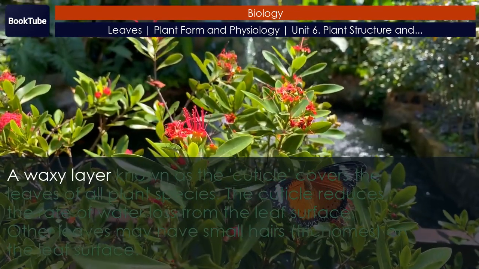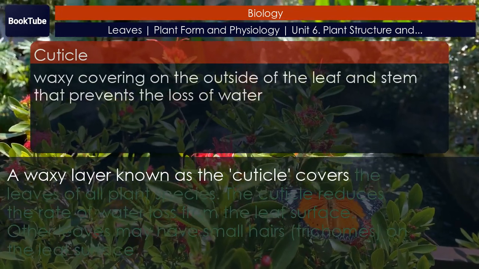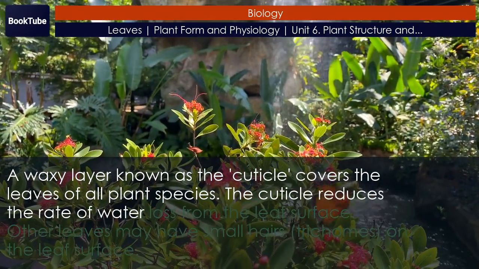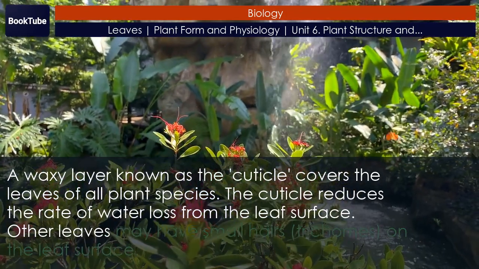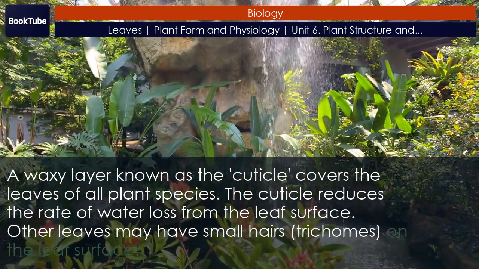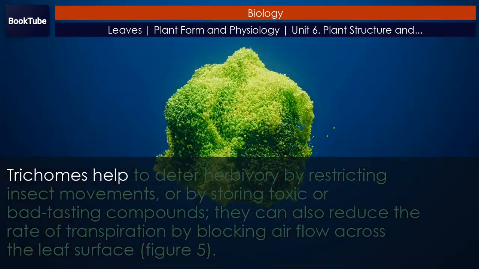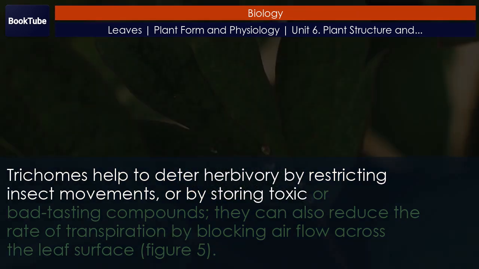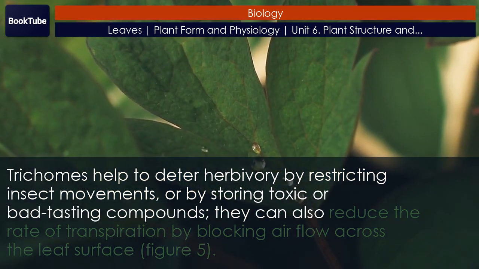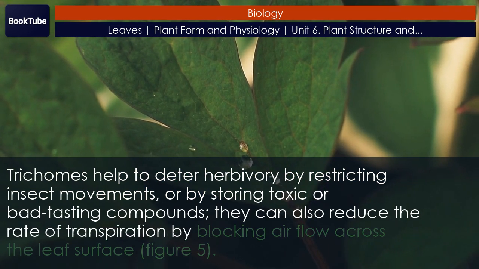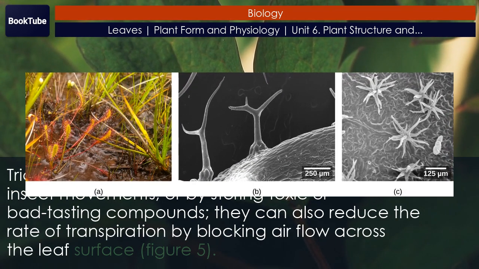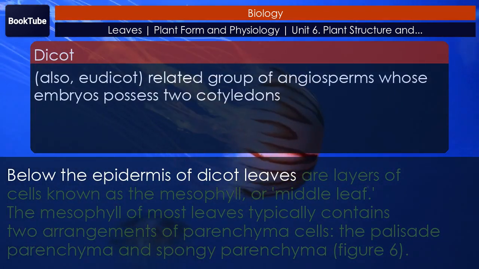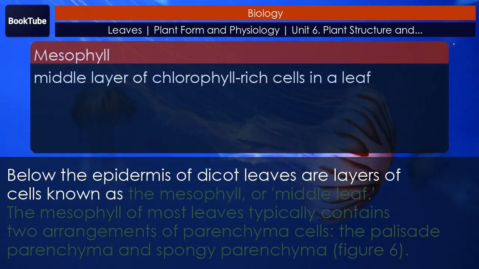A waxy layer known as the cuticle covers the leaves of all plant species. The cuticle reduces the rate of water loss from the leaf surface. Other leaves may have small hairs, trichomes, on the leaf surface. Trichomes help to deter herbivores by restricting insect movements, or by storing toxic or bad-tasting compounds. They can also reduce the rate of transpiration by blocking airflow across the leaf surface. Figure 5. Below the epidermis of dicot leaves are layers of cells known as the mesophyll, or middle leaf.